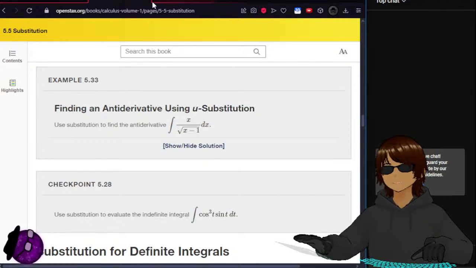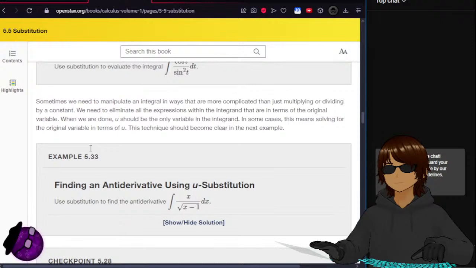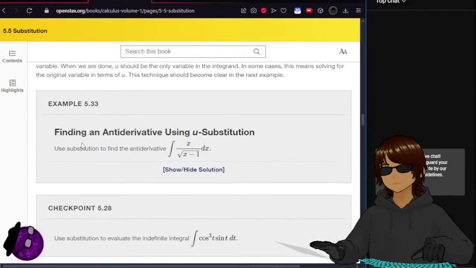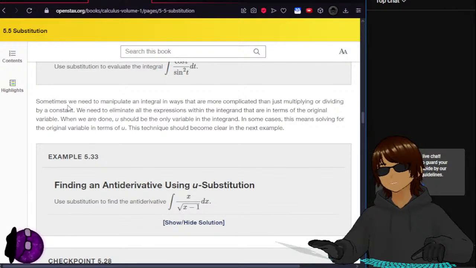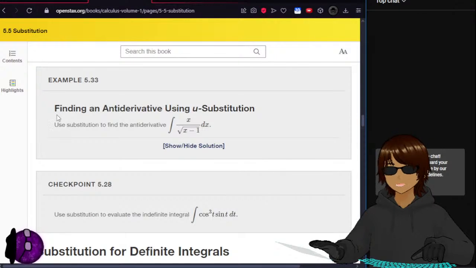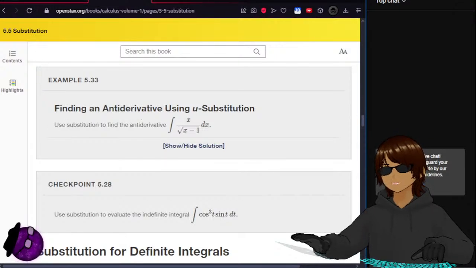Okay, this one looks difficult. What are they saying here? Sometimes we need to manipulate an integral in ways that are more complicated than just multiplying or dividing by a constant. We need to eliminate all the expressions within the integrand that are in terms of the original variable. When we are done, u should be the only variable in the integrand. In some cases, this means solving for the original variable in terms of u. This technique should become more clear in the next example. Finding an antiderivative using u substitution.